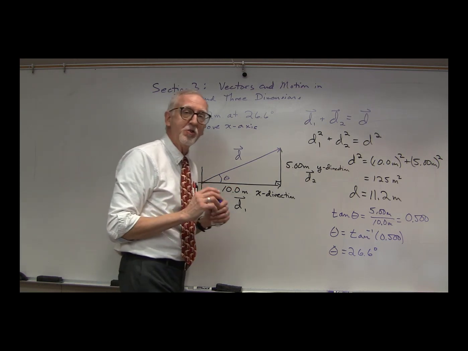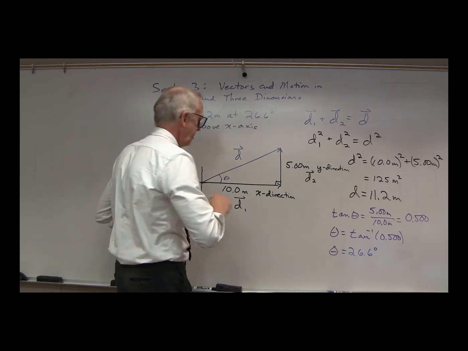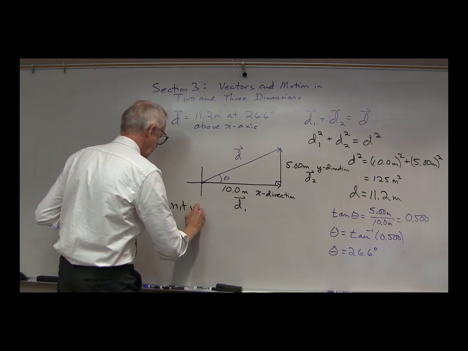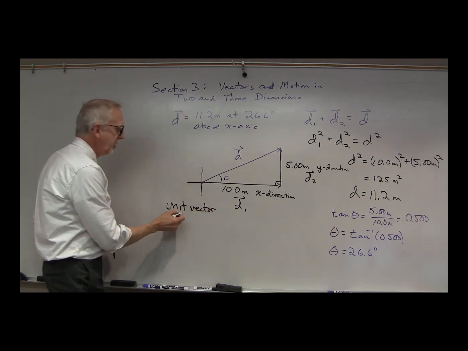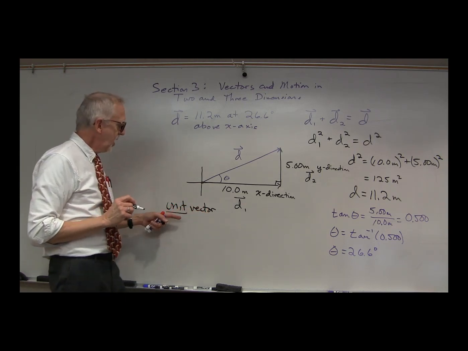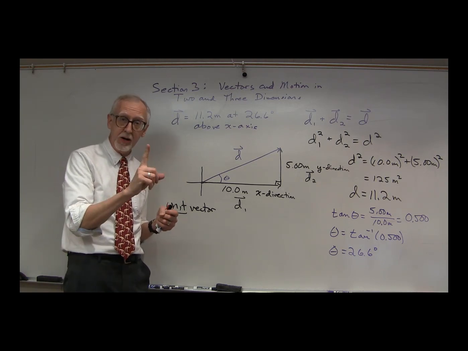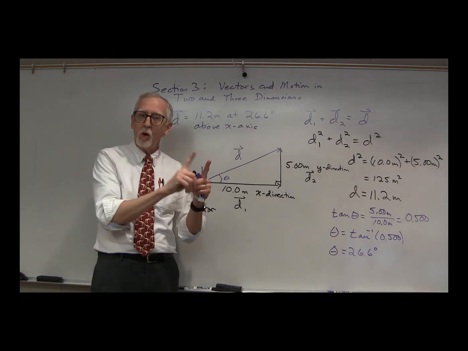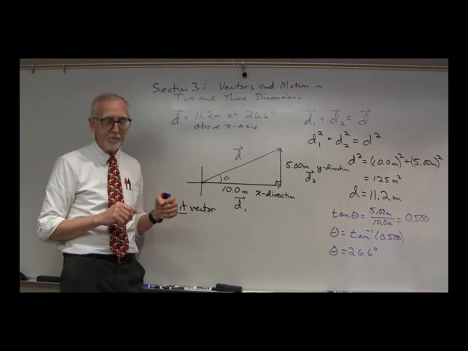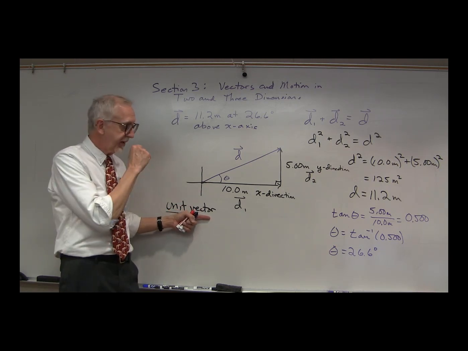There is a very special vector that's called a unit vector. Now, what does unit mean? Unit means 1, like the unit circle, a circle with a radius of 1. A unit vector is a vector that has a length or a magnitude of 1. Not 1 meter or 1 centimeter or anything like that. This is actually a unitless quantity. A length of 1, and then it points in a particular direction.